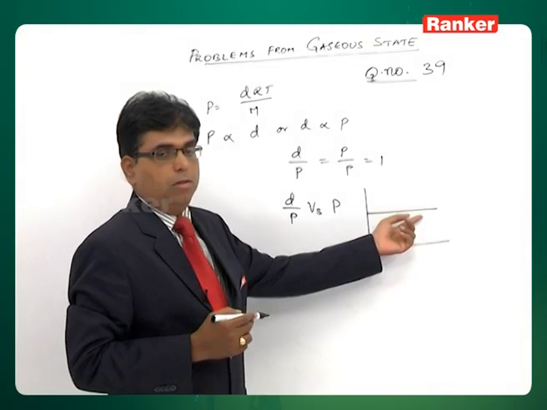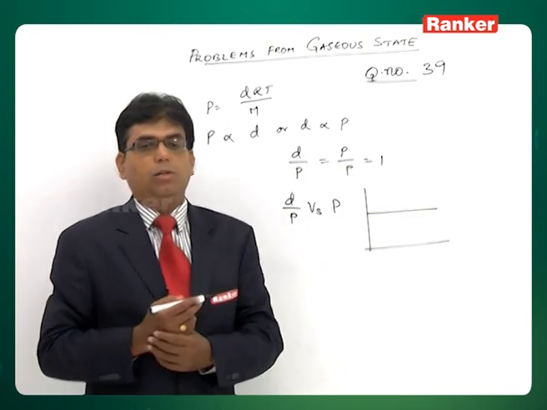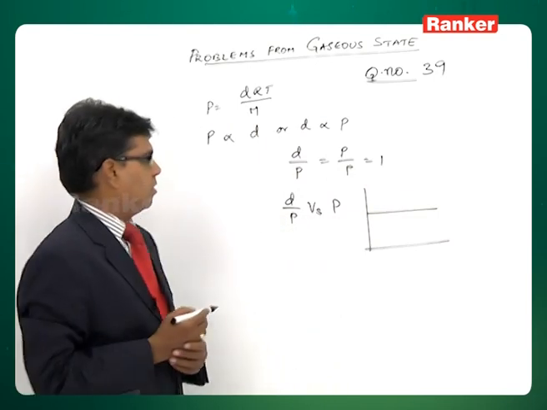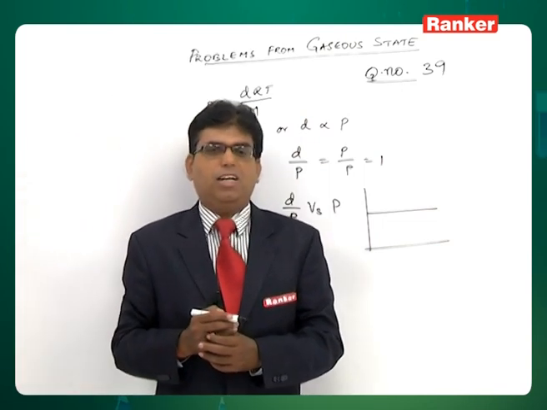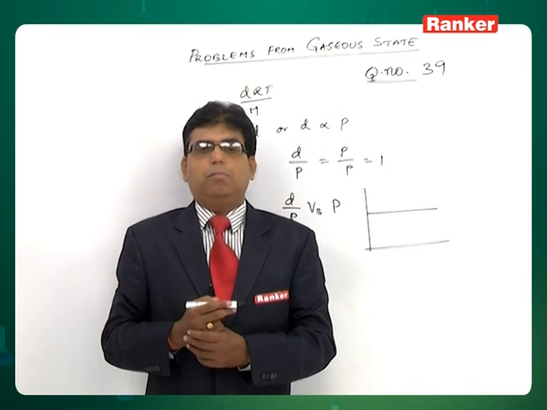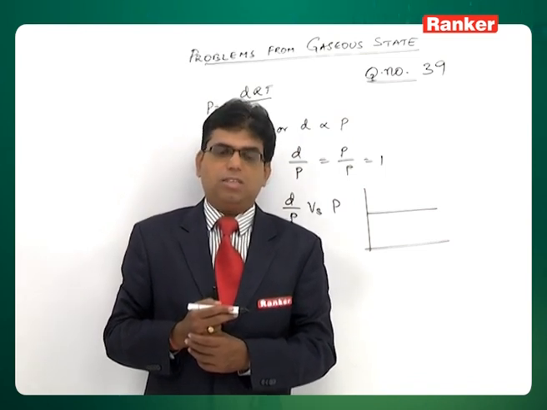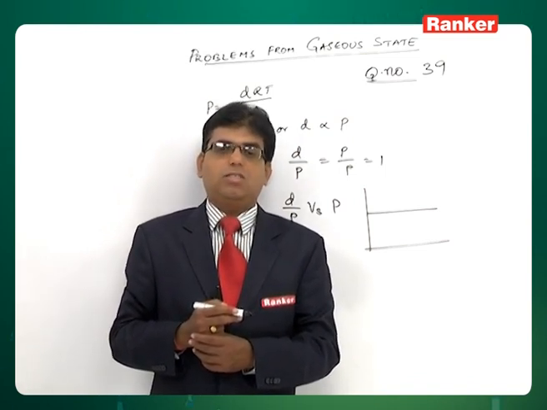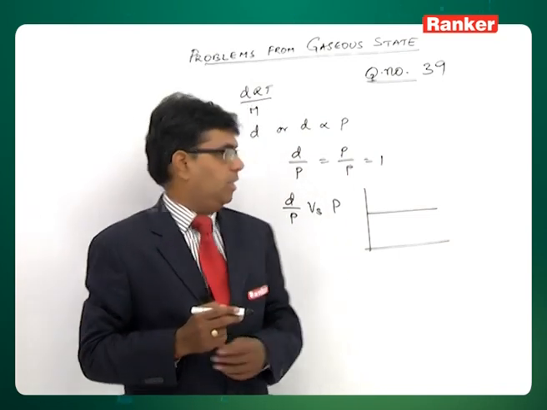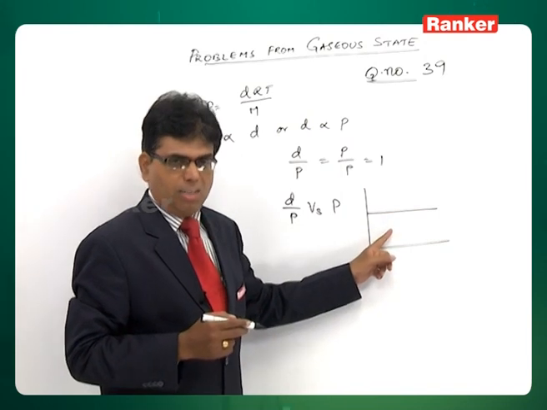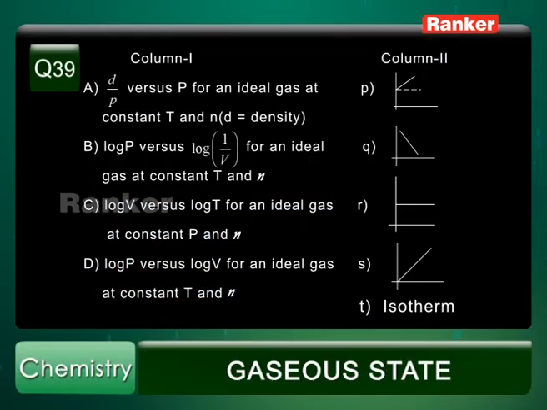With no slope, right. So, this is what you will get, and this is of course drawn at a constant temperature, because P versus 1 by V for an ideal gas at constant temperature. Because it is constant temperature, any graph that is drawn at constant temperature is what we call an isotherm. So, the correct graph is this, and this is an isotherm.